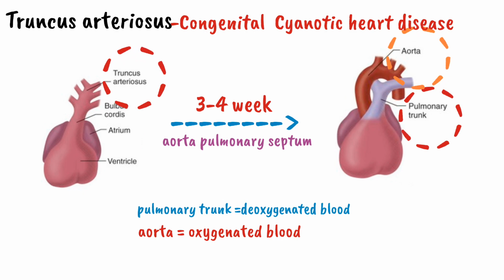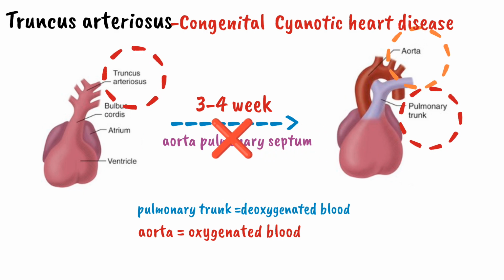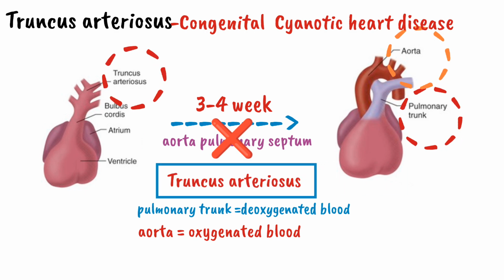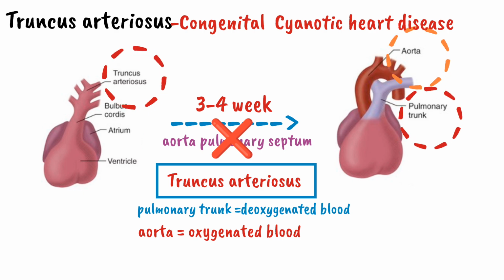Embryologically, when there is a failure of formation of the aortopulmonary septum, meaning the arterial trunk fails to divide, it results in truncus arteriosus. As a result, a single arterial trunk arises from the heart which contains both oxygenated and deoxygenated blood. As a result of this pathological process, the heart in truncus arteriosus will look like this.